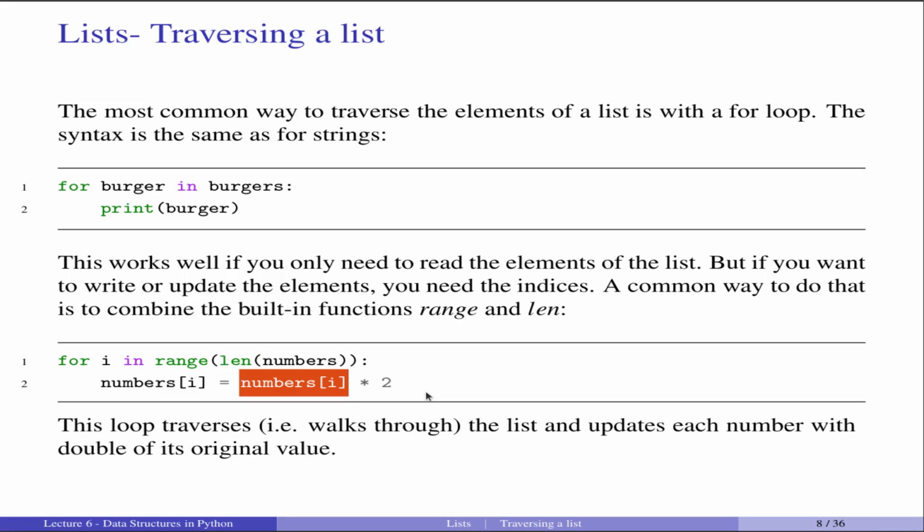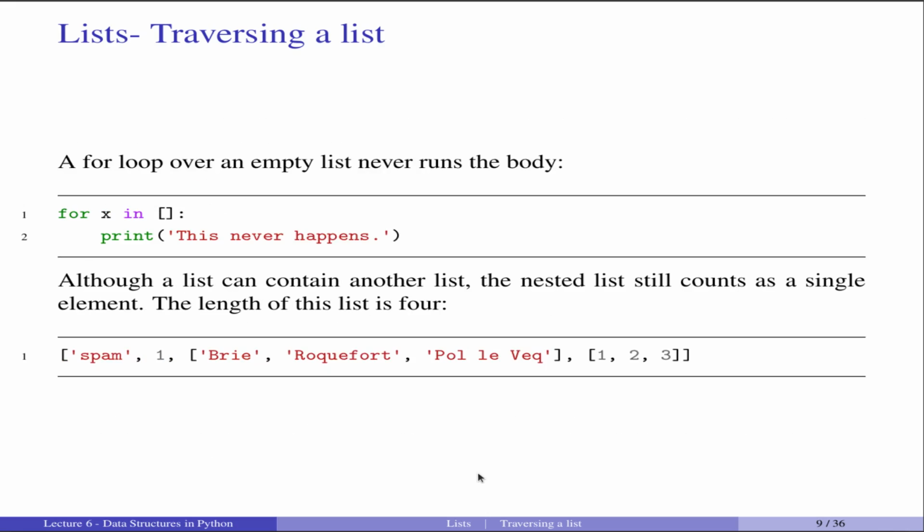That means it will just double the numbers in each index of the list. So for example, if my numbers list had two elements, 42 and 5, in that case the new numbers will have 84 and 10, right, because I have multiplied each element with 2 and updated the value at that specific index. So this loop traverses, that is walks through the list, and updates each number with double its original value. Okay, so these are the 2 ways you can very easily traverse a list.